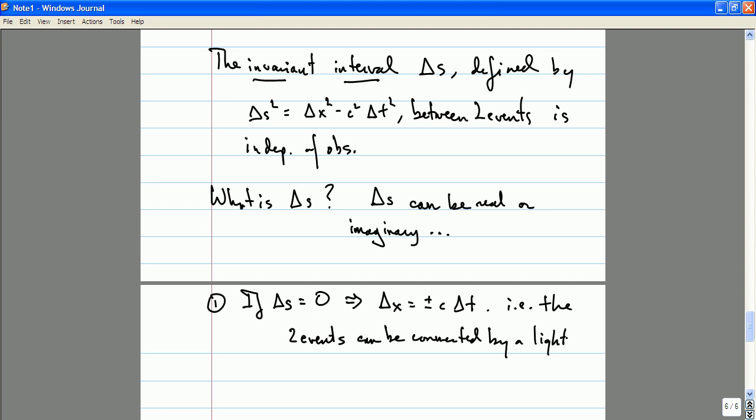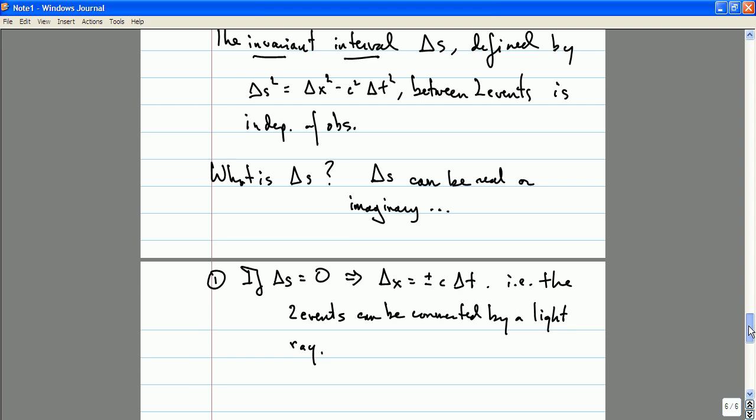Because light rays travel at velocity c, for which delta x is c delta t or minus c delta t, depending on whether the light ray is traveling to the left or to the right. And in that case, we give a name to these two events. We say that the events are null separated. Or sometimes we say that they are light-like separated.